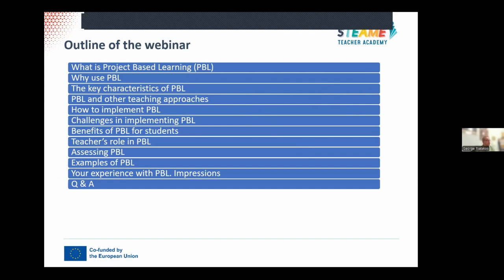project-based learning in comparison with other teaching approaches, how to implement project-based learning, challenges in implementing project-based learning, what are the benefits for our students when we apply project-based learning in our teaching practice, teachers' role in project-based learning, and how we assess the learning goals in project-based learning, and some examples of project-based learning from our previous, mainly from our previous project, STEAME.